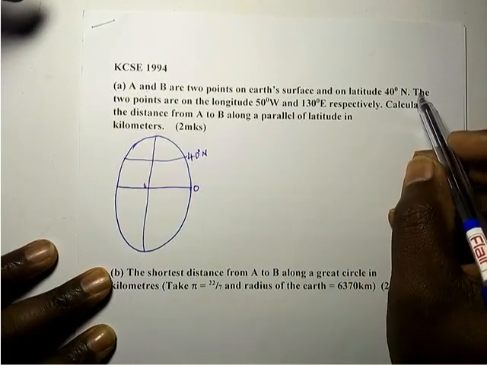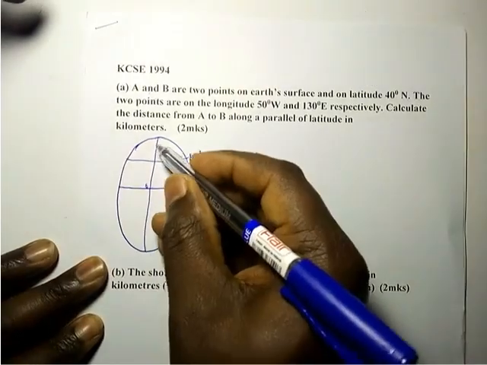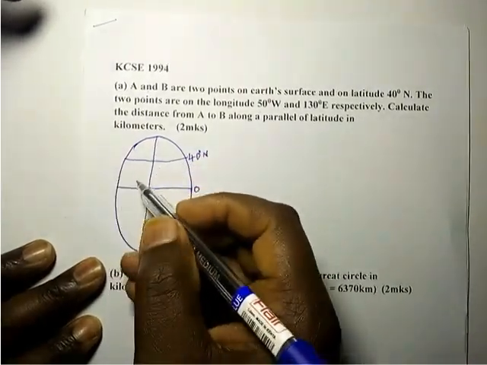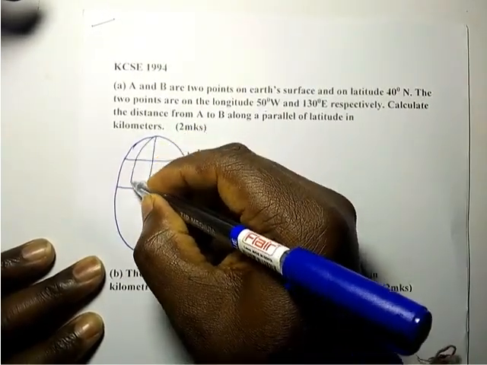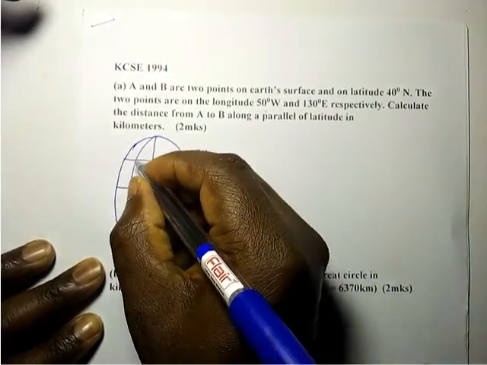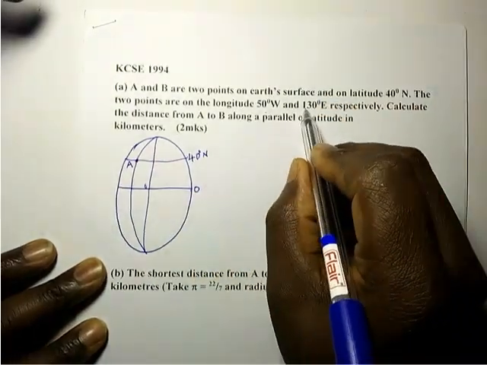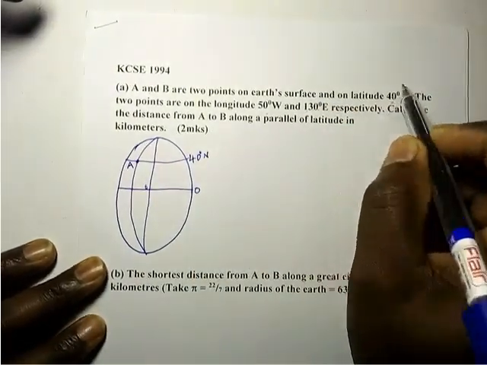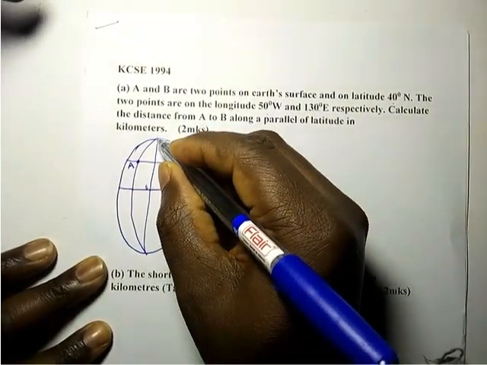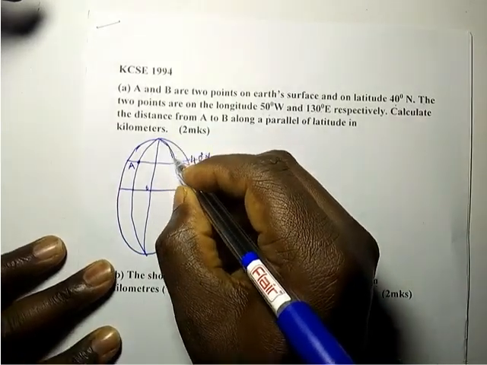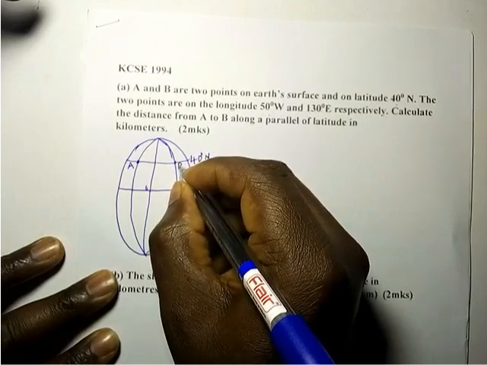And then we are told that the 2 points are on the longitude 50 west. So from here, this is the prime meridian, so to the left is west. So 50 could be somewhere here. So here is point A. And then B is 130 east on the same latitude. So 130 could be somewhere there on the other side, like this. Somewhere here. So this is the point B.